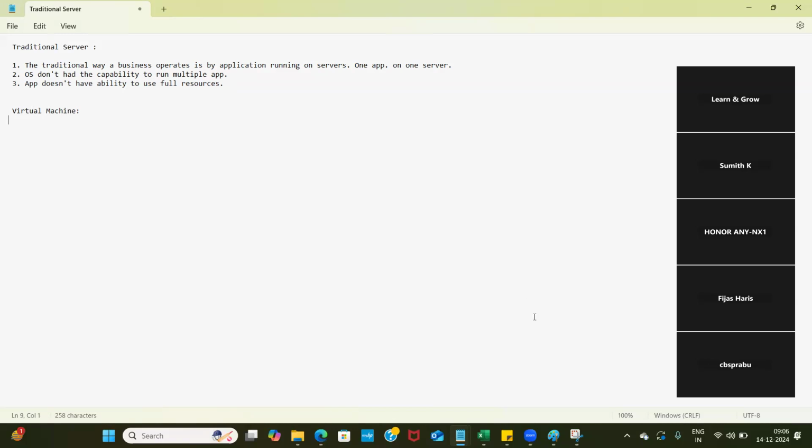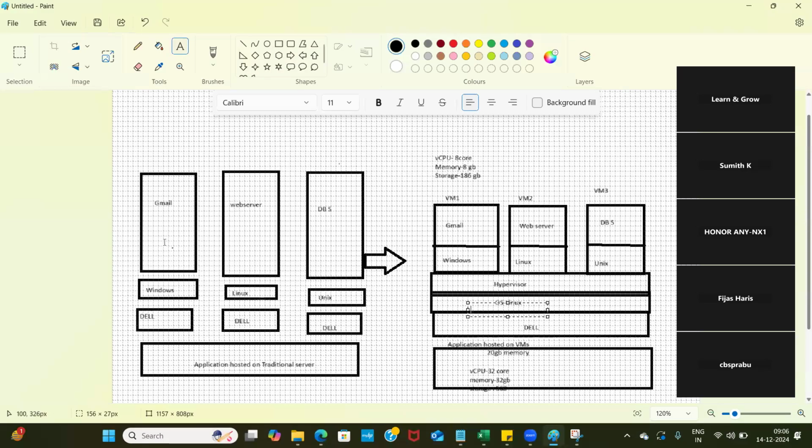As you can see, this is our Gmail application. It is using a single server. Maybe I am reducing the resources, but still it's not capable of using the full resources, because this application will take only 10% of the resources. It takes only 10 to 20% of the resources to run the application. You getting my point here?